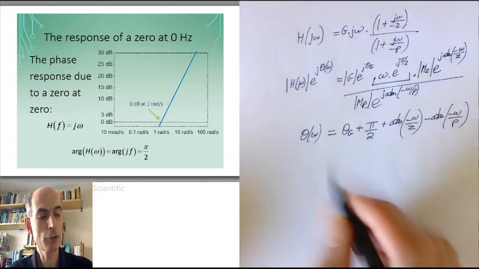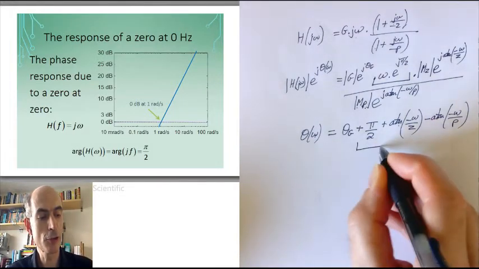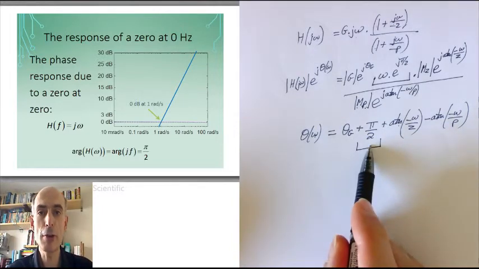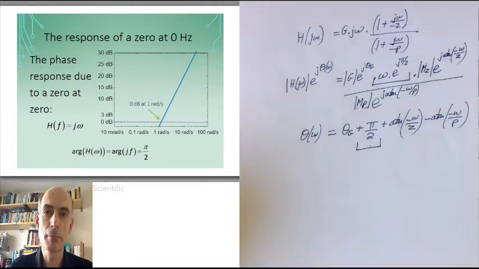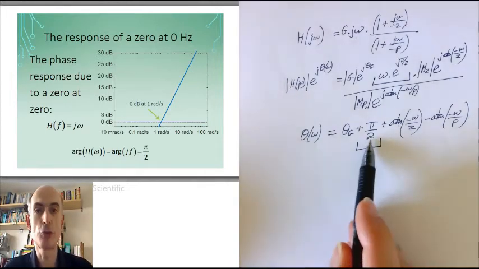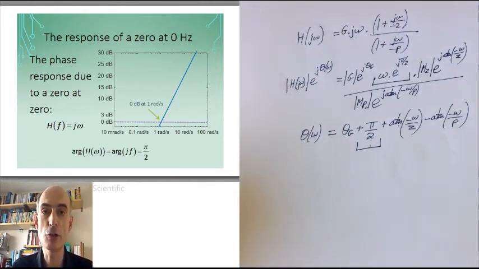So, the effect of my 0 at 0 Hz is to introduce a phase change of pi over 2. And if I had more than one 0 at 0 Hz, each one of those zeros would introduce a phase change of pi over 2. This is not a function of frequency, it's pi over 2 at all frequencies.